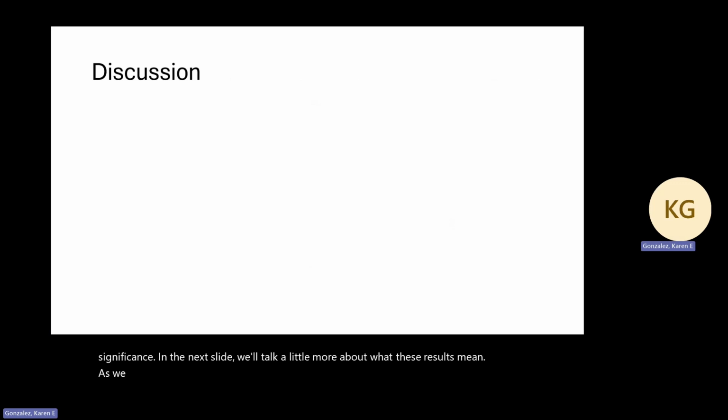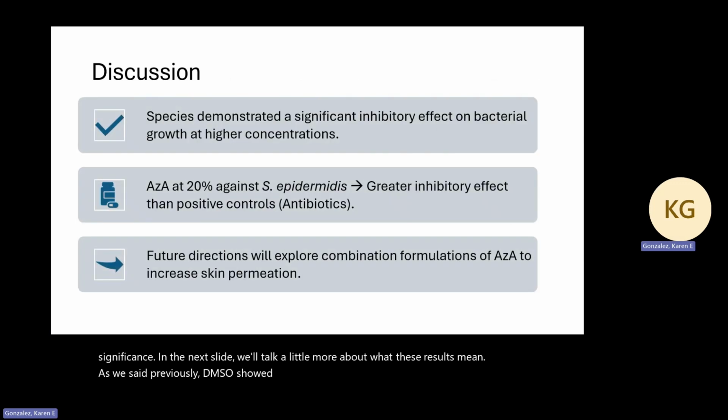As we said previously, DMSO showed no inhibition of bacterial growth, whereas all 4 ESCAPE species tested showed significant inhibition at 20% AZA, with inhibition increasing proportionally across the AZA gradient. Additionally, tetracycline and penicillin significantly inhibited growth in all species except S. epidermidis, in which, interestingly enough, 20% AZA had the most significant growth inhibition, compared to the 2 antibiotics. S. epidermidis is a common skin inhabitant.